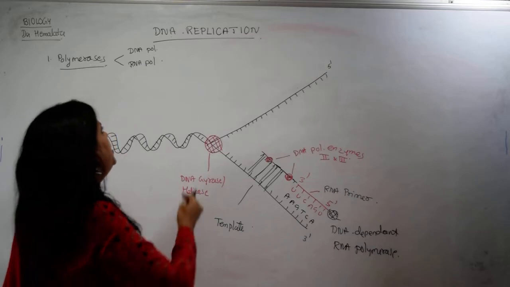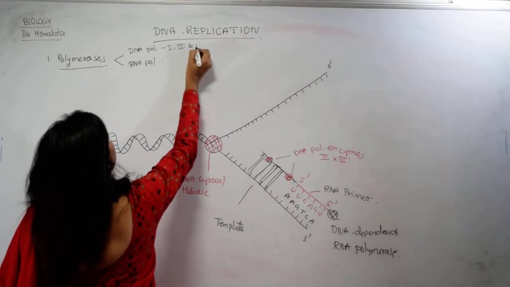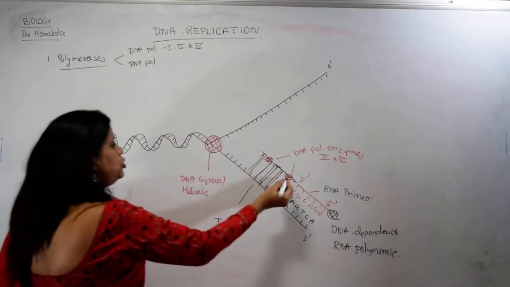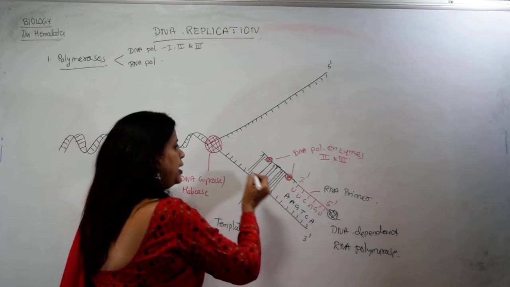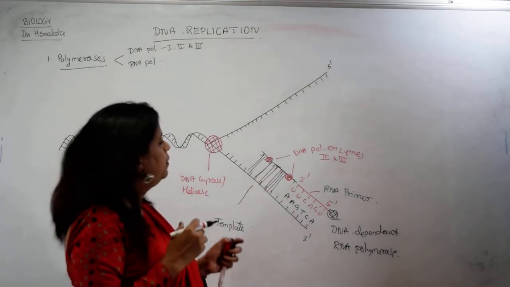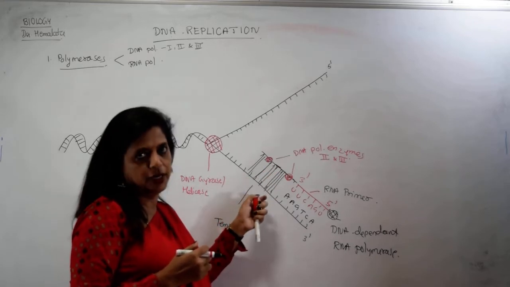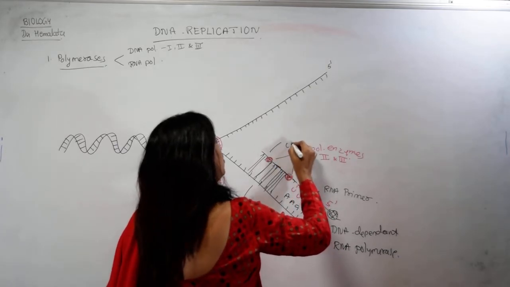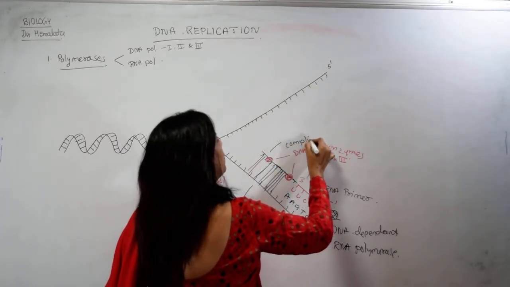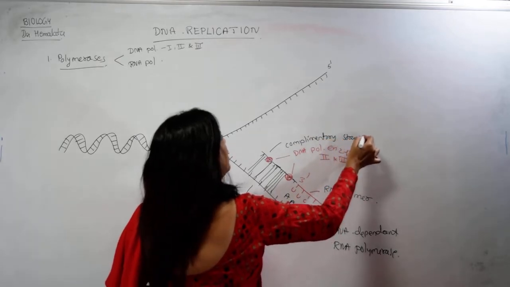See, I told you about three enzymes, DNA polymerase 1, 2 and 3. Polymerase 2 and 3 help in replication like this by binding the nitrogen bases to the complementary strand, to the template strand. So this is a newly formed complementary strand. This is the complementary strand here. Now the complementary strand is formed.